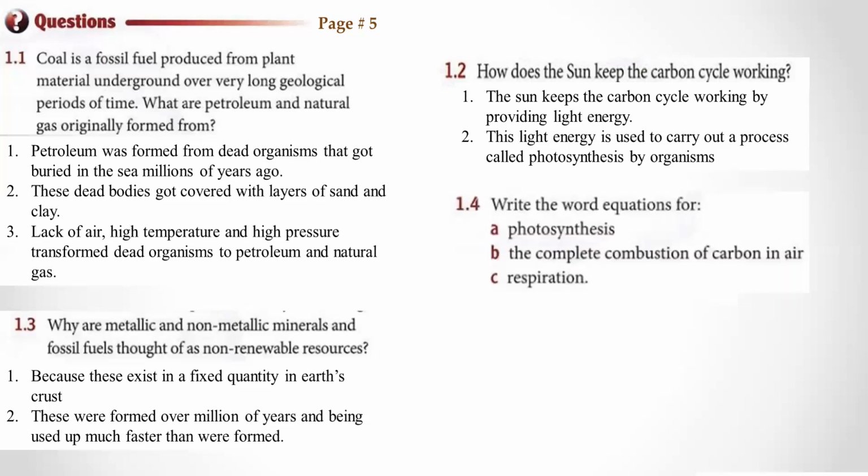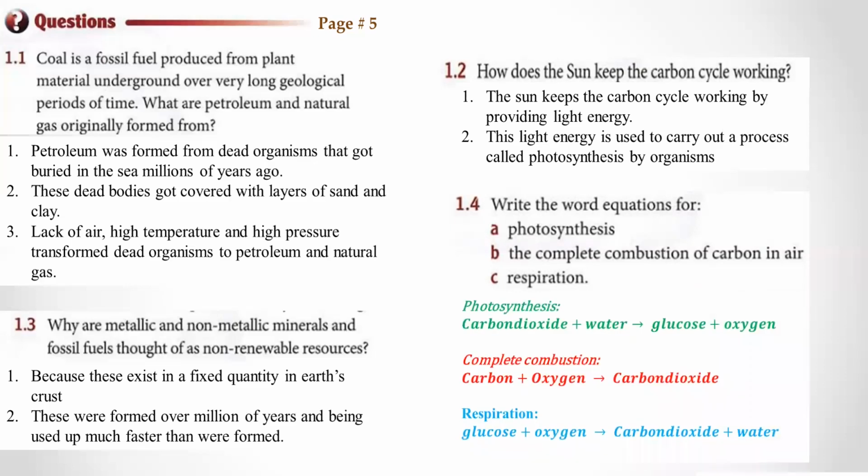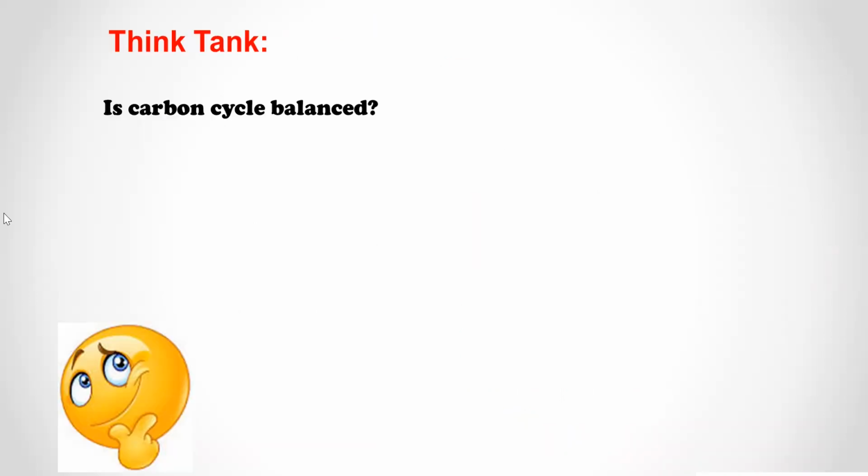Next question: write the word equations for photosynthesis, the complete combustion of carbon in air, and respiration. Photosynthesis is in green. You can see carbon dioxide plus water gives glucose plus oxygen. Then complete combustion is carbon plus oxygen gives carbon dioxide. And respiration means glucose plus oxygen gives carbon dioxide and water. So these are all the answers to the questions given on page number 5, Cambridge Chemistry for IGCSE, Think Tank.